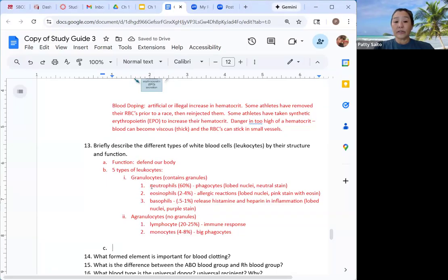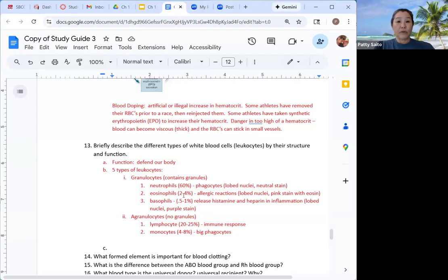So the ones that contain granules are the neutrophils, the eosinophils, and the basophils. And these are the percentages found in the blood. As we see, neutrophils are by far the most common of the white blood cells. They are phagocytes. Okay, they eat things. Phagocytosis is the process of eating. So these guys will eat bacteria, debris, and dead cells in your body. They kind of housekeep in there to get rid of stuff lying around.